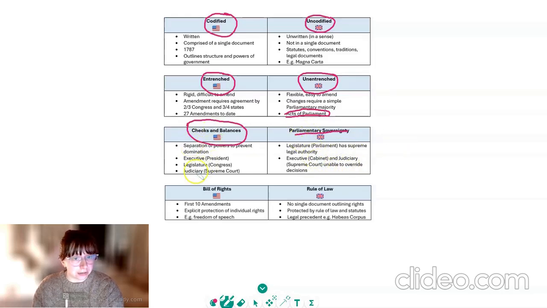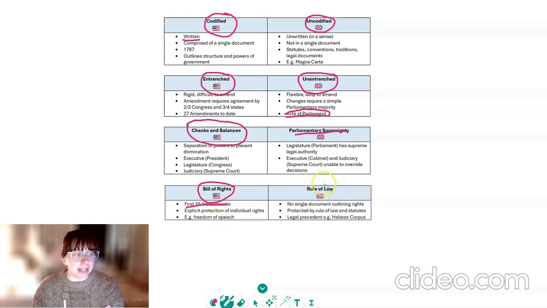In the US, on the other hand, the judiciary, for example, because of this thing here, the Bill of Rights, can strike down any decision made by the executive or legislature as unconstitutional because it's very clear. It's codified, it's entrenched. The Bill of Rights basically is the first 10 amendments of the Constitution. So they are an explicit protection of individual rights, such as the freedom of speech.